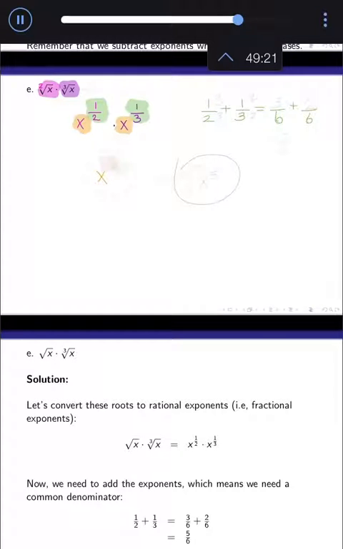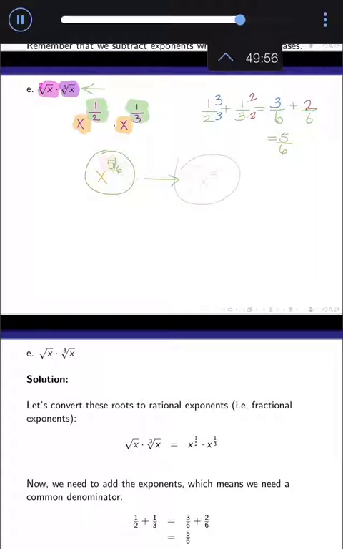Well, that means the first fraction is going to get multiplied by a 3, giving me 3/6. And the second fraction needs to get multiplied by a 2 to get 2/6. So that when I add, I get a 5/6. So I get a final answer of x to the 5/6. Now, that's an okay answer, but we started out with roots. We should probably end with roots.